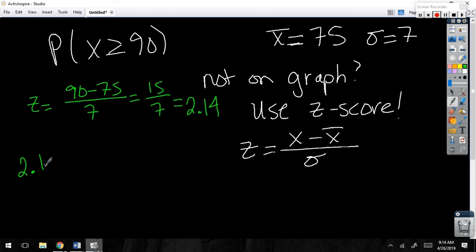Do you understand how to find the 0.04 part? 0.04 is across the top, so I'll find where they meet. What value do you see for 2.14? 0.9838. Now think about that with me for just a minute. 2.1 on the column, 0.04 across the top.